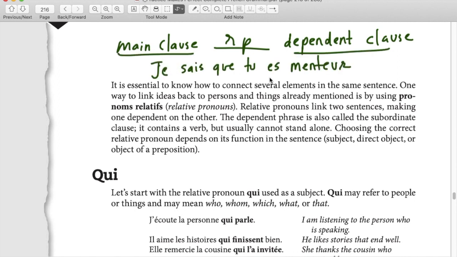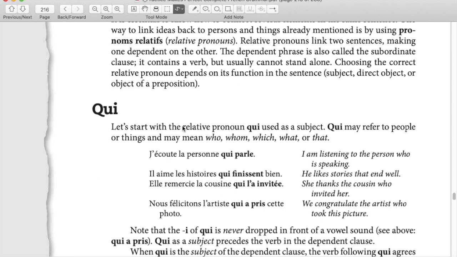Je sais que tu es menteur. I know that you are a liar. Okay, so here "que" is the relative pronoun, and this is the main clause. The main clause is "I know." What do I know? You are a liar. That's one example, and there could be more examples.